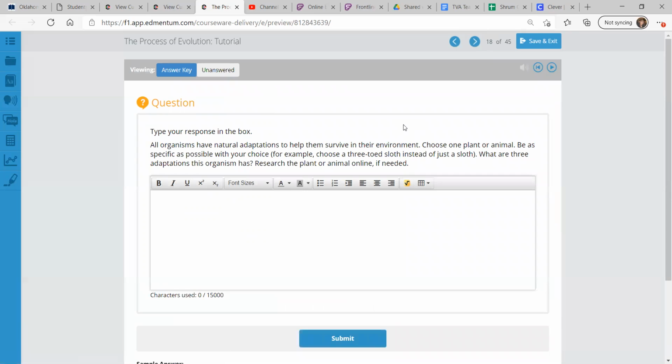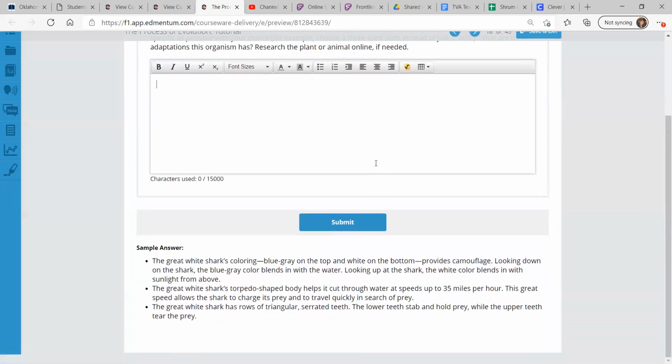All right, so testing your understanding. All organisms have natural adaptations to help them survive in their environment. Choose one plant or animal. Be as specific as possible with your choice. For example, choose a three-toed sloth instead of just a sloth. So you want to be very specific about what type of animal. What are three adaptations this organism has? Research the plant or animal online if needed.